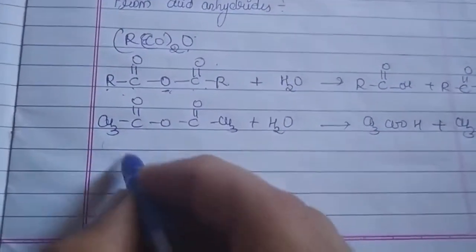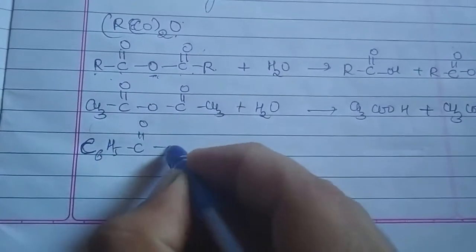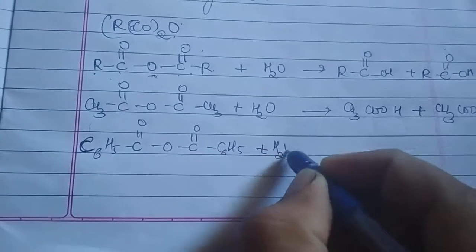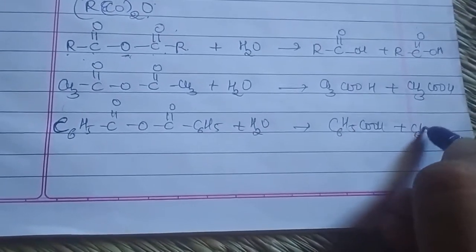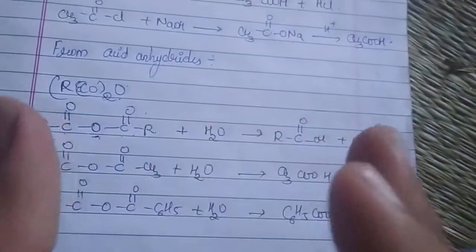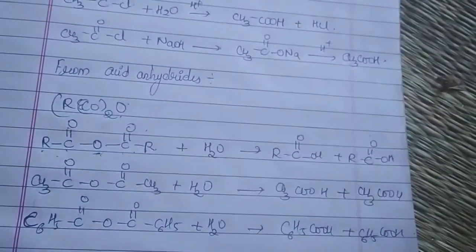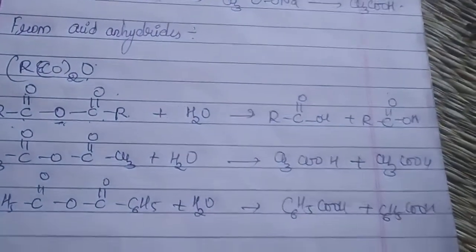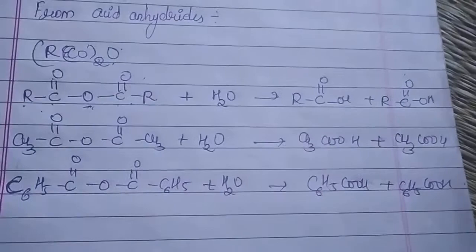Similarly, if I use benzoic anhydride, that is C6H5COOCOC6H5, when you are treating this one with water, what you are going to get? C6H5COOH plus C6H5COOH. That is 2 moles of your benzoic acid. What is the thing you have to remember? Just by treating with water, it is sufficient that you can easily convert your anhydrides to carboxylic acid. Is that clear? So this completes the different methods of the preparation of carboxylic acid.